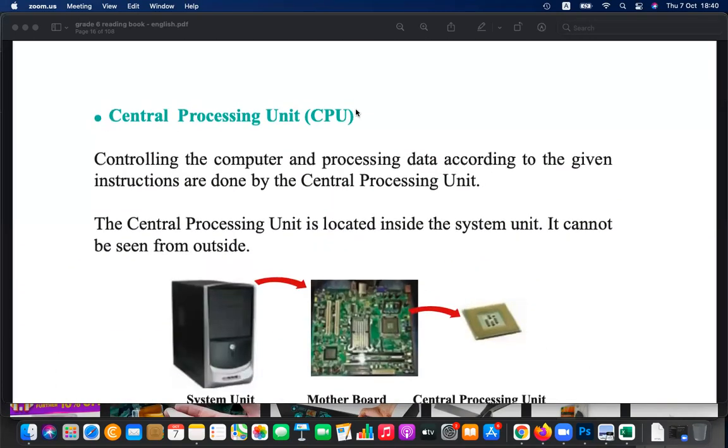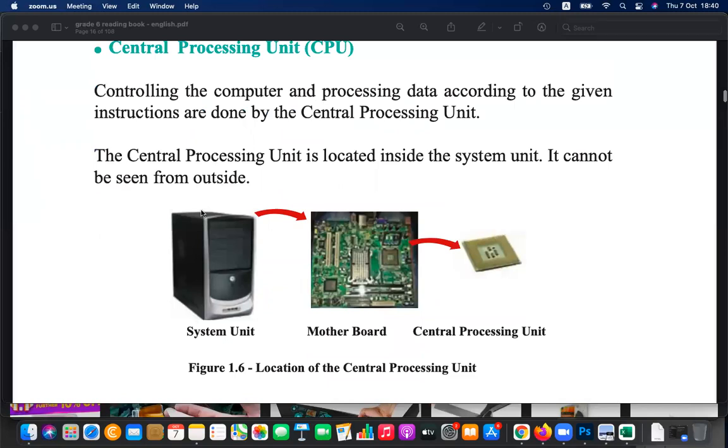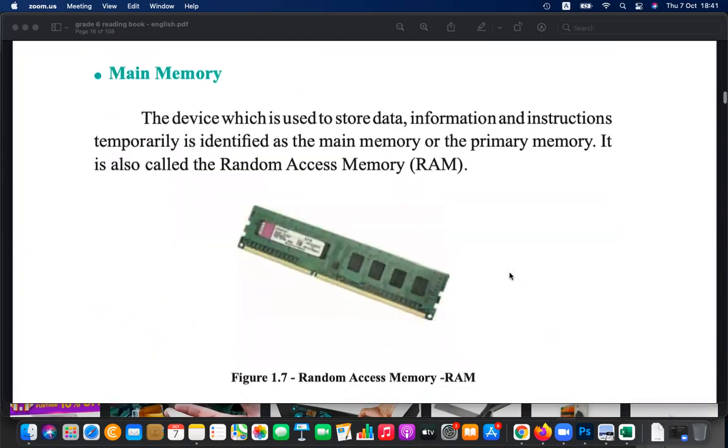Central processing unit. So this is the CPU, right? Sometimes you call this one the CPU. That is wrong. This is the system unit. Inside the system unit you have the motherboard. Inside that you have the central processing unit. CPU is a chip, a microcontroller, connected to the motherboard. Okay, then the main memory.